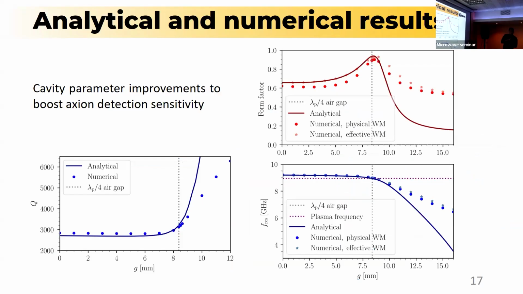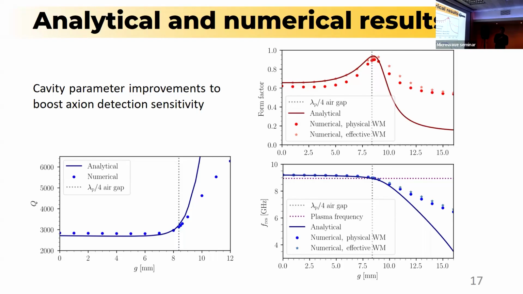Let's continue with the parameters that are important for the axion detection, the ones that we mentioned before. First, we have the quality factor, which is slightly improved with this λ/4 idea of the air gap, but it's not considerably changed. The order of magnitude stays the same. Then if we check the form factor, which is the one that measures the field homogeneity, we can see the biggest advantage of this strategy.